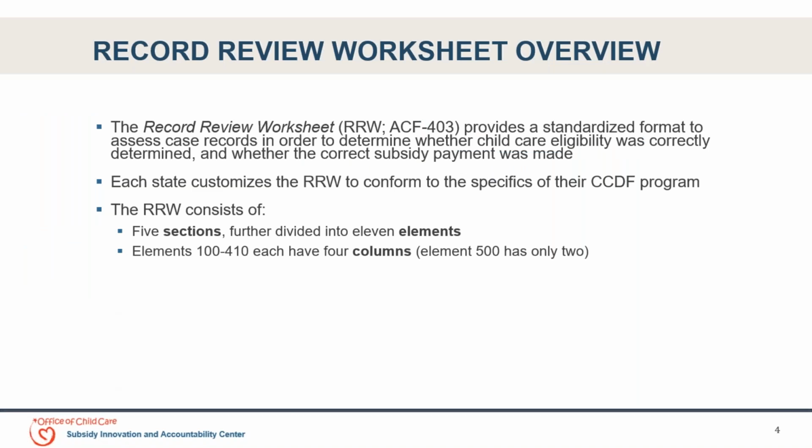Element 500, which is our last element, only has 2 columns. So we will show some examples of that in a few minutes. The record review worksheet also consists of a missing or insufficient documentation, or MID table.